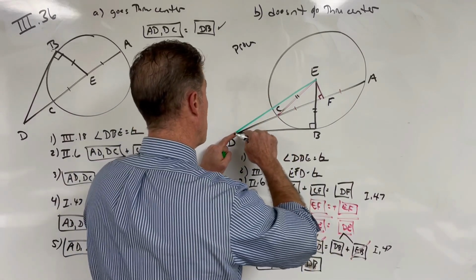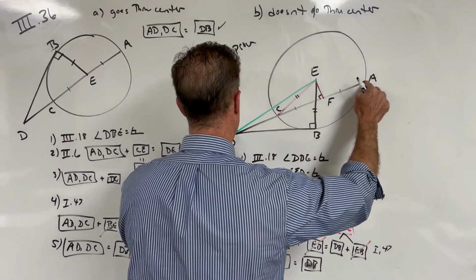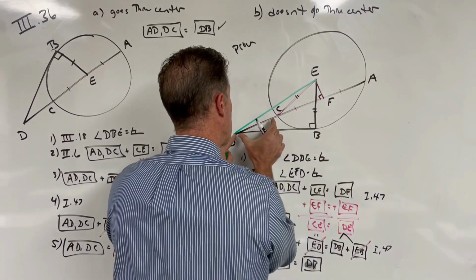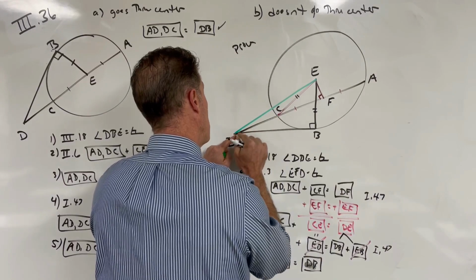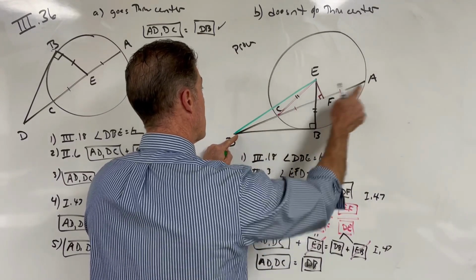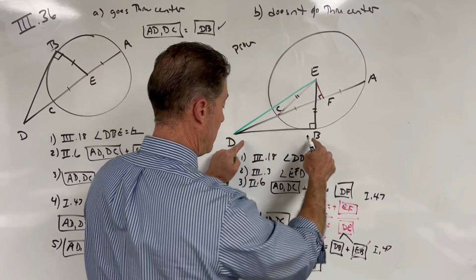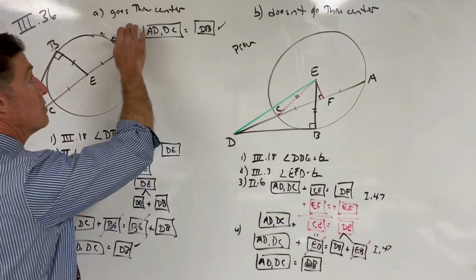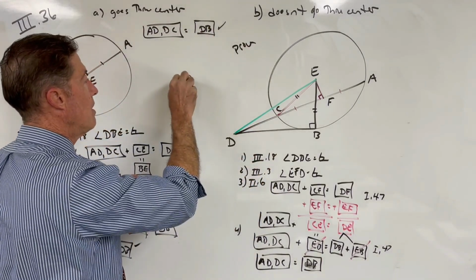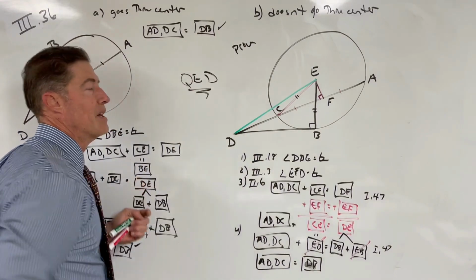And that is what we're trying to prove, that the rectangle contained by the whole of the straight line, AD, plus the piece intercepted on the outside between the point and the convex circumference, so ADDC, is equal to the square on DB. And we've proved that whether it goes through the center or whether it doesn't. Therefore, we can conclude QED.